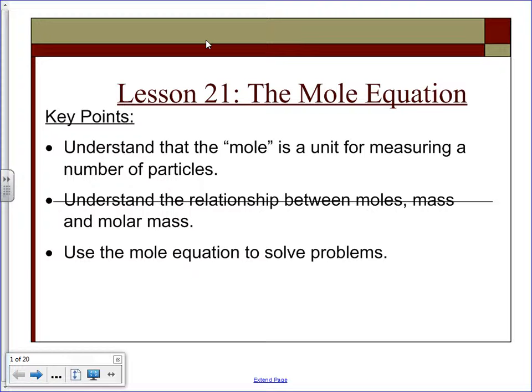So what we're going over today is the mole equation. The mole equation is quite straightforward. It's not a hard thing to do mathematically. It's just a 3-variable formula, so we'll be going over that.